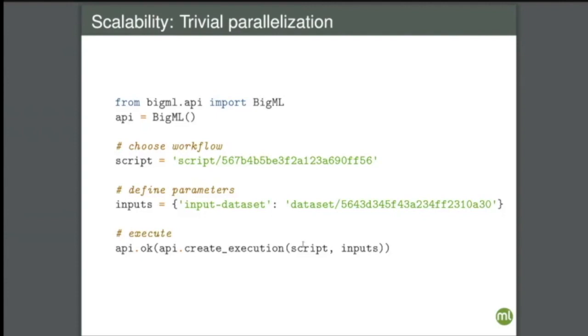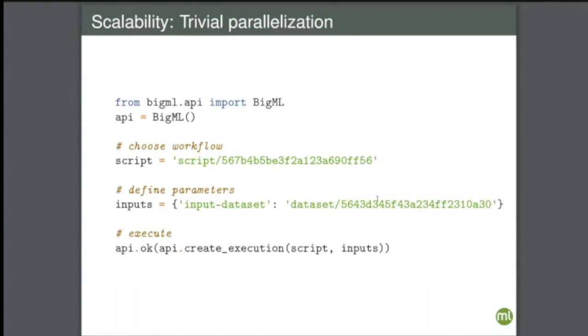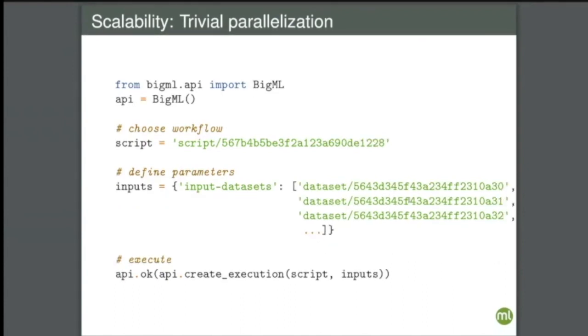My client-side code doesn't need to be more complicated than that. And if I want to go from 1 to 100 data sets, my code is like that. It's not getting significantly any more complex. It's just substituting a single data set for a list of data sets. And I'm done. And this is production ready.